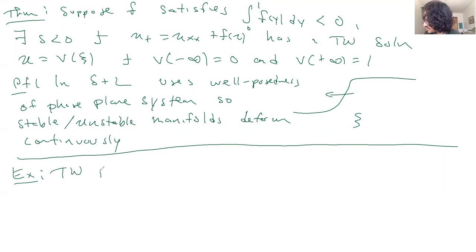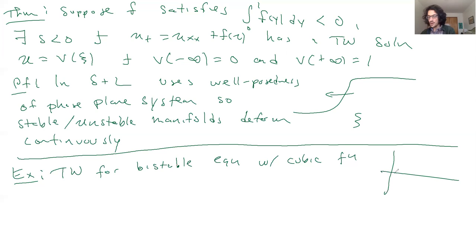So for example, a traveling wave for the bistable equation with a cubic function, okay? We can go a bit further than the phase plane analysis and actually get a nice formula for s in this case, although it takes some work and you're going to do some of that work on your homework, okay? All right, so here's our cubic. This is f of u, 0, a, 1, u, okay?